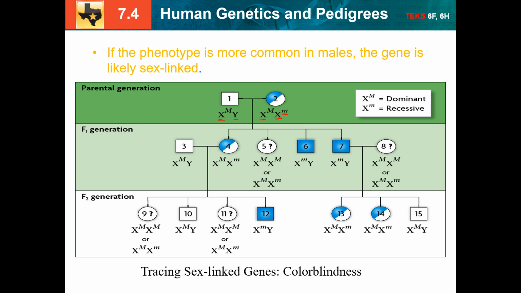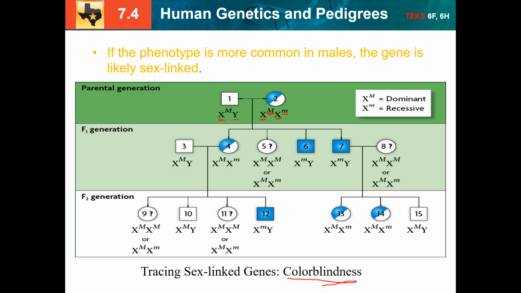So whenever you see a half shaded symbol here, that means this individual is a carrier, but doesn't actually show that phenotype. And the phenotype here is color blindness. So this female is a carrier for color blindness, but isn't actually showing that phenotype because she still has one normal functioning X chromosome.